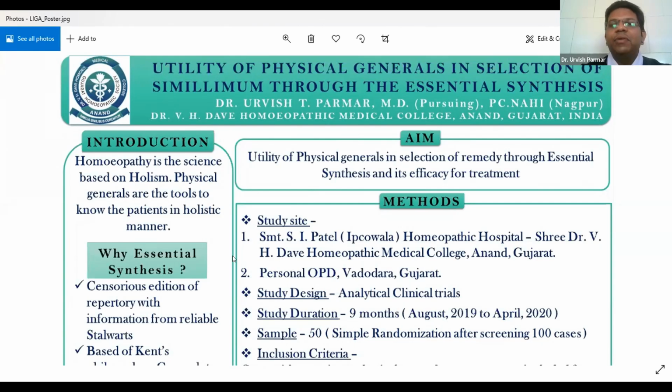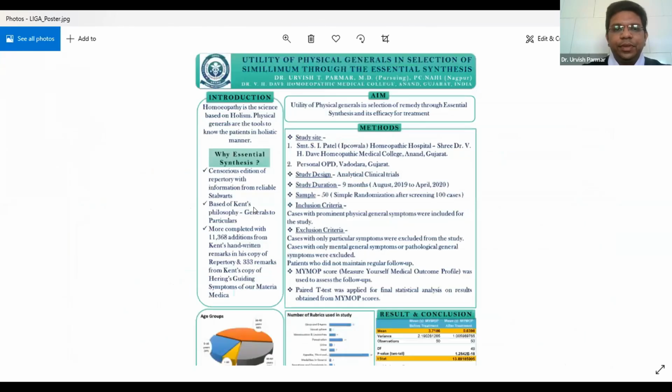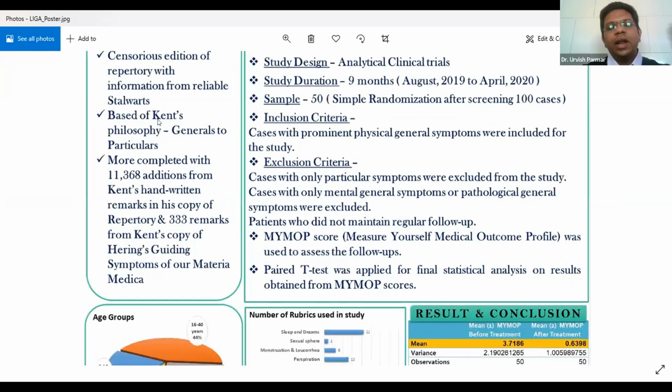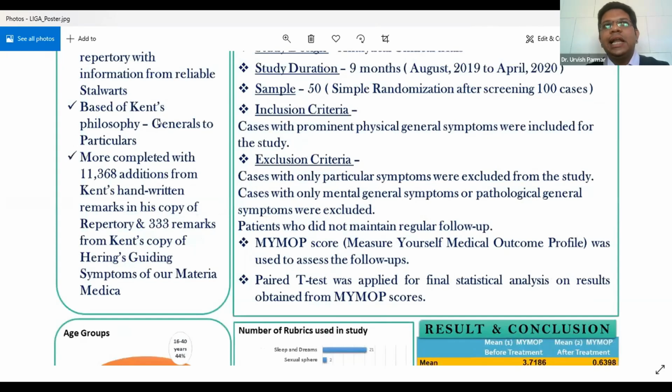So someone may ask why only Essential Synthesis repertory. First of all, it is based on Kent's logic, and it is general to particulars. So it is very fitted to my study. And if we look further here, we can see that all the information is cut short to reliable, authentic, and verified information by different authors.